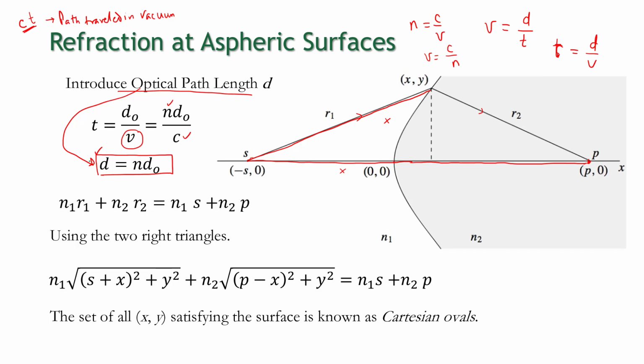So optical path is given by n times d naught, the refractive index times d naught, and we can find optical path for any medium. So we can write this path in terms of optical path by using this formula.